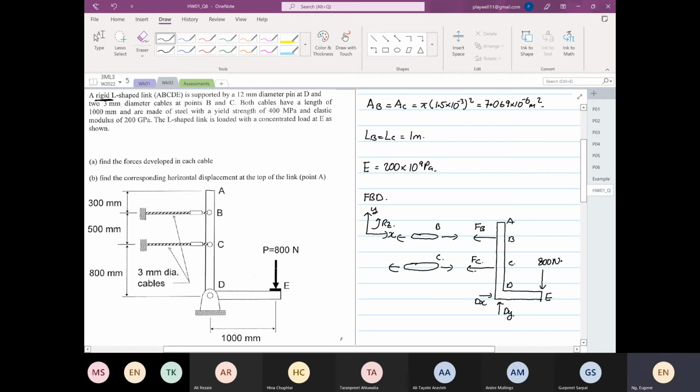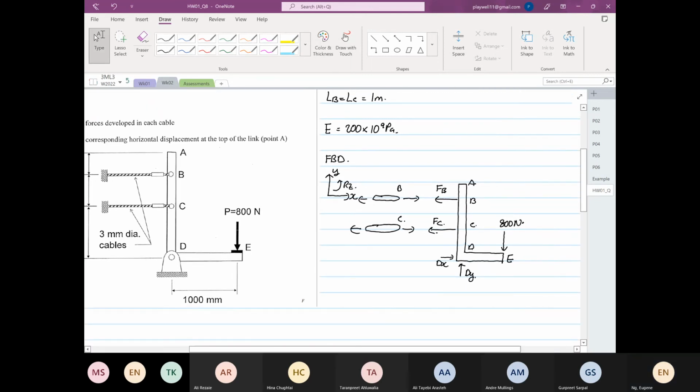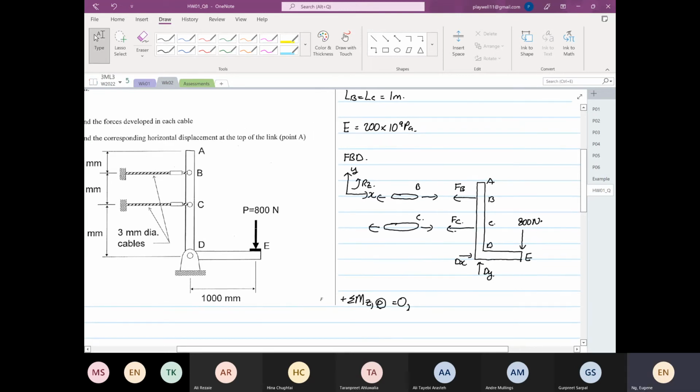Now you have your multi-body free body diagram done. Now we have to find FB and FC. The first thing we'll do is take the summation of moments in the Z direction about point D. We're going to take moment about point D, where I'm drawing the dot, and the whole thing is equal to 0.